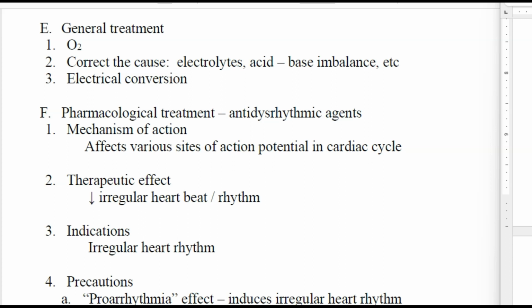Sometimes, depending on what we're talking about, it can cause some change in the rate, such as how fast it is, which can usually slow down, how regular it is, and which pacemaker it's coming from. Indications for antidysrhythmics are irregular heart rhythms, and sometimes not necessarily irregular, but irregularities in heart rhythm, where it can be a super fast or high rate.